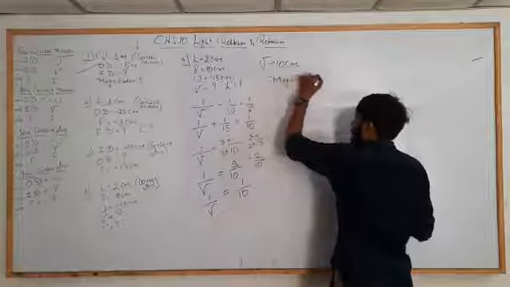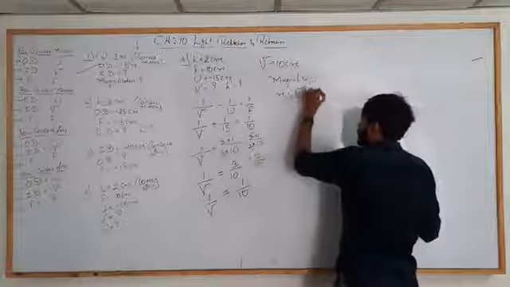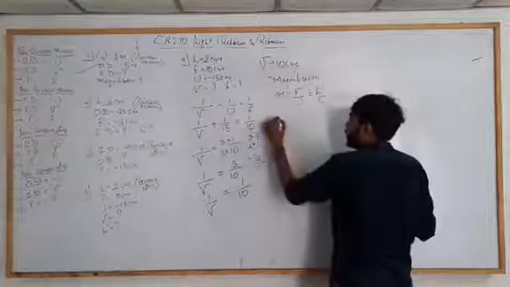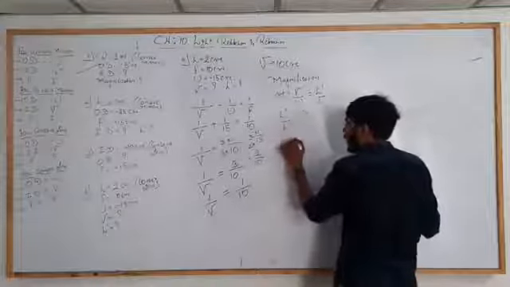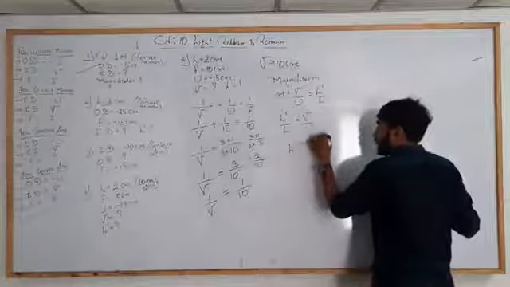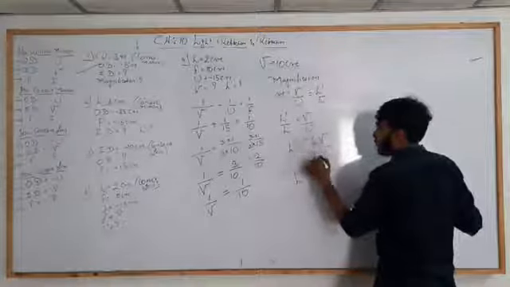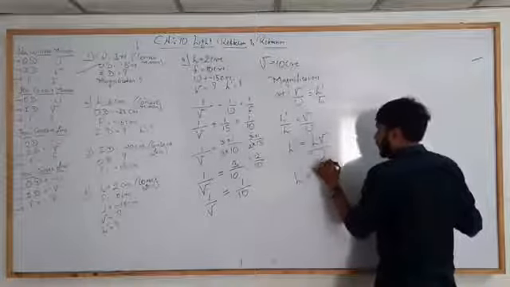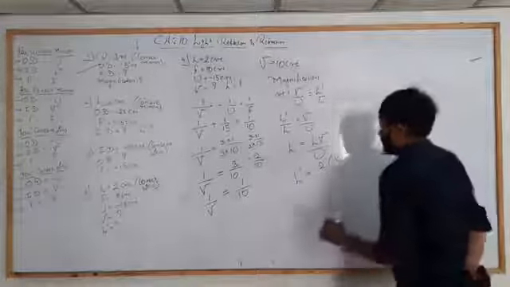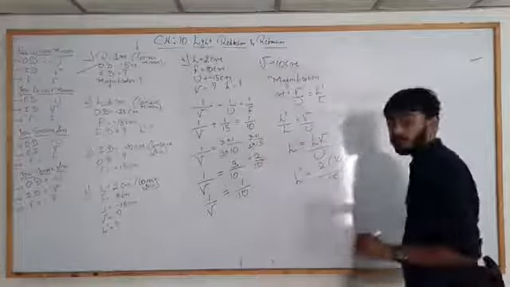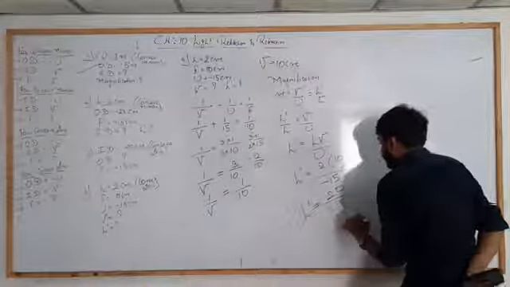For the magnification, the formula was M is equal to V upon U, but they have also given us the height, so we also need to write H prime upon H. So H prime upon H is equal to V upon U. We can write H prime is equal to HV divided by U. So H prime is equal to, what is H? That is 2 centimeter they have given us. V is what? 10 they have given us. And what is U? That is negative, minus 15. So we can write H prime is equal to 20 divided by minus 15.